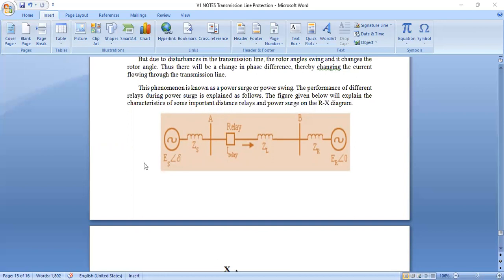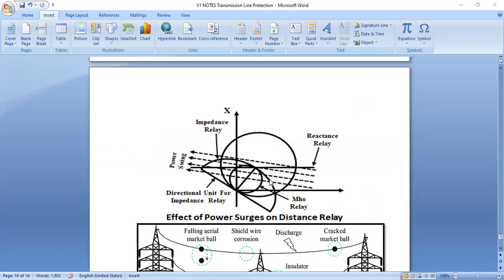So this particular locus of the power swing indicates the impedance seen by the relay. It will come and touch particular regions, and because of that the relay maloperates. So the point where it intersects is called the electrical center.